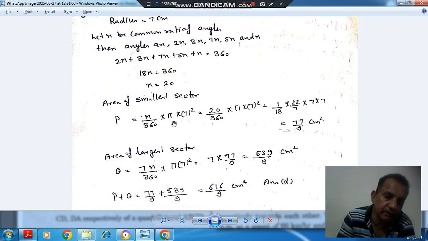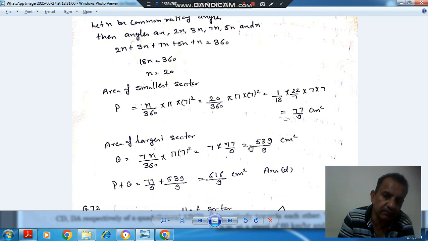Okay, the area of the smallest sector is given by capital P, and the smallest sector belongs to this angle x. The area of the circle is pi r squared, and for this angle x, the area will be x by 360 times pi r squared. That will come out as 77/9. And for the largest sector, the area is given as Q. The largest sector is the 7x angle, so the area will be 7 times this, so it will be 7 into 77/9, or 539/9.